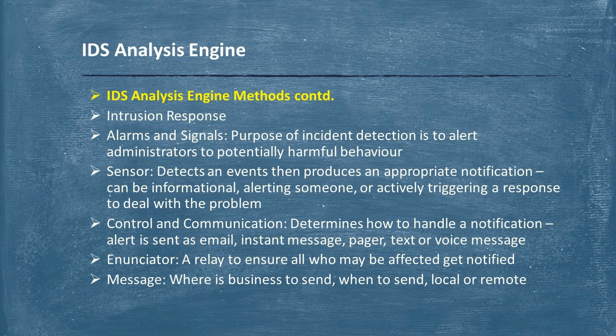Control and communication. This determines how to handle a notification: an alert is sent as an email, a message, a pager text, or a voice message. Once an untoward incident is detected, there are several ways and means of communicating it to the administrator, either through email or instant messenger, however it has been configured.